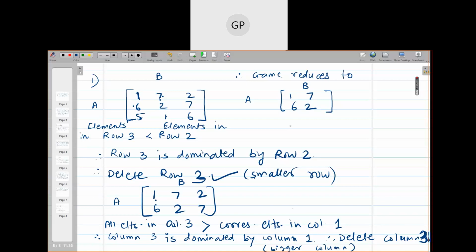We did not check for saddle point in the beginning, girls. Is there a saddle point? 1 2 1, then 5 7 7. So there is no saddle point. 1 2 1 and 5 7 7. So there is no saddle. So beyond this you will not see clear dominance. This is the last reduced matrix on which you have to apply now.